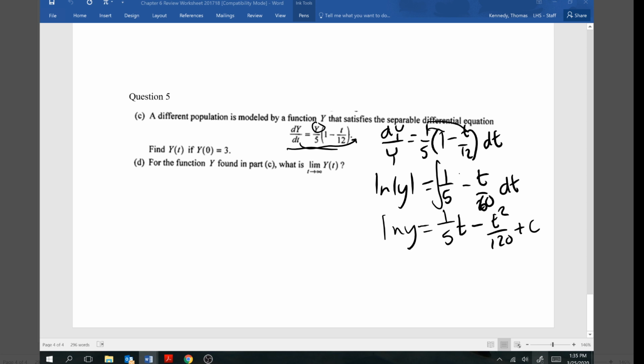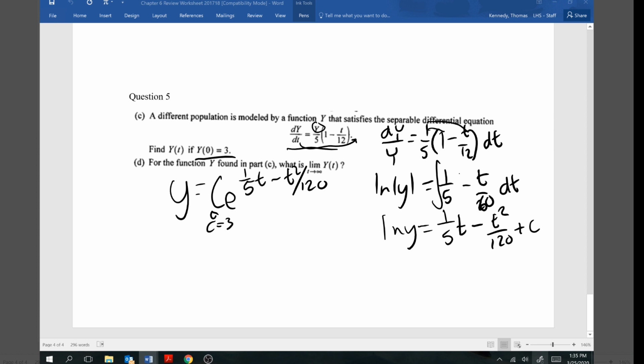I'm going to e both sides, and I'm going to get y equals c e to the 1/5 t minus t squared over 120. And then I'm going to use the initial condition, which is a super gravy initial condition, which just tells me c is 3.